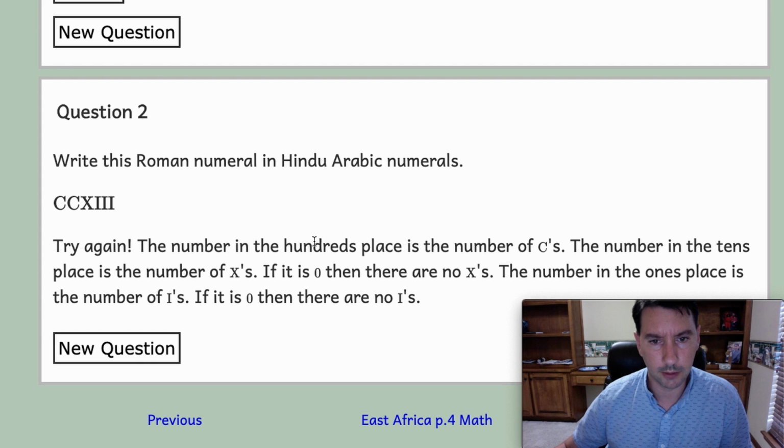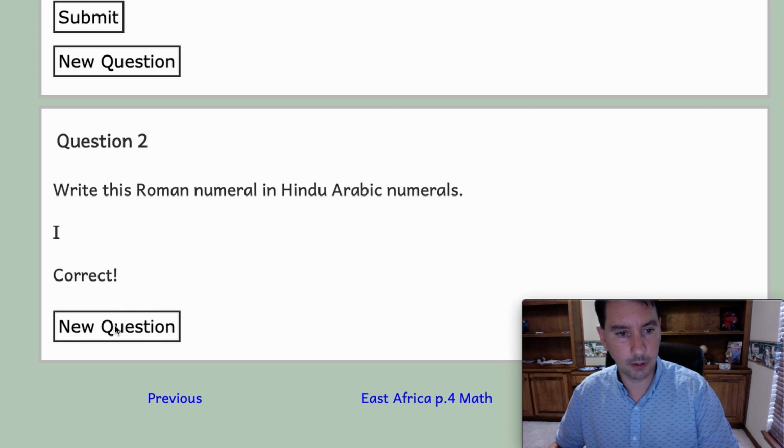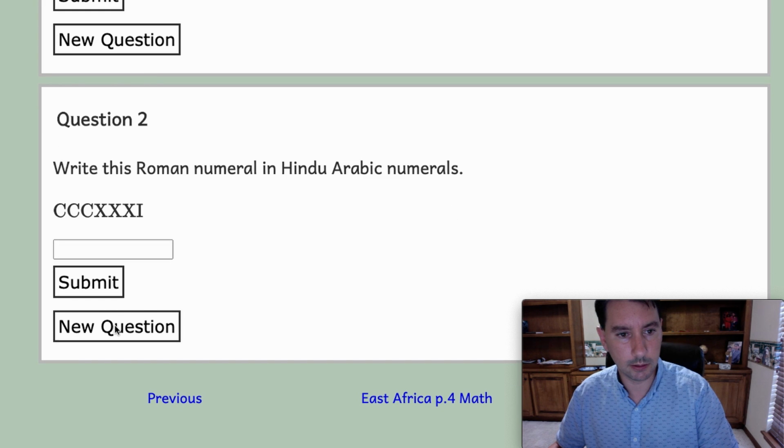So the number in the hundreds place should be the number of C's. The number in the tens place is the number of X's, and it could be 0 if there are no X's. And the number in the ones place is the number of I's. And again, it could be 0 if there are no I's. So here we go, this one's 1. Let's find one that also ends in 0.